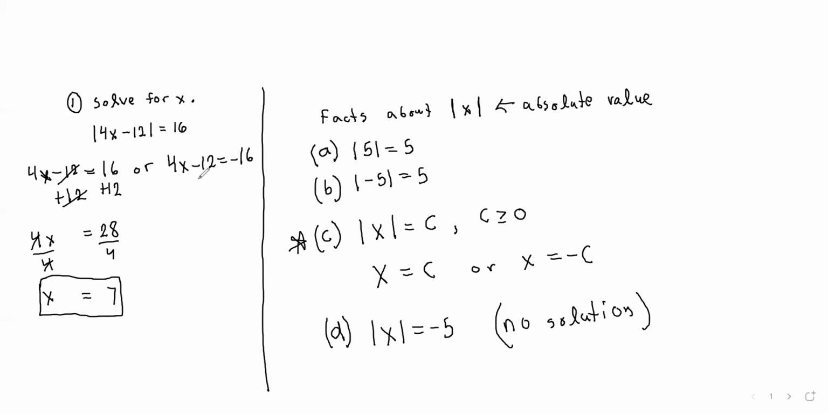For the second solution, again, we add 12 to both sides. So the minus and positive cancel. On the left, we have just 4x. And on the right, we have minus 16 plus 12, that's equal to minus 4. And so finally, we just divide both sides by 4. So we have 4x over 4, that just cancels to 1, so an x. And minus 4 over 4 is minus 1. So our second solution is x equals minus 1. So our two answers are 7 and minus 1.